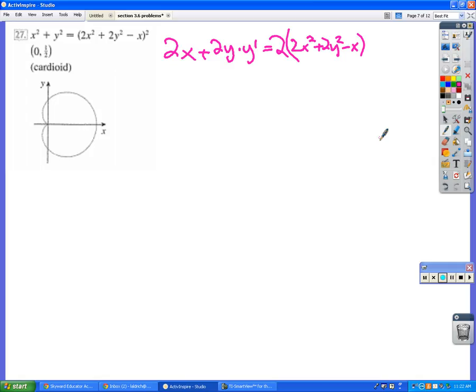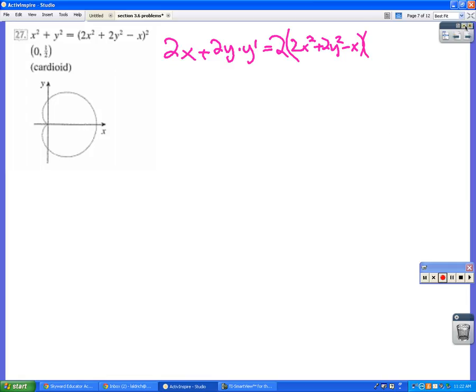Everything inside the parentheses stays the same, and then I have to multiply by the derivative of the stuff inside. I square rooted both sides. That's not bad, except if you took the square root of the left and got x plus y, then that is bad.